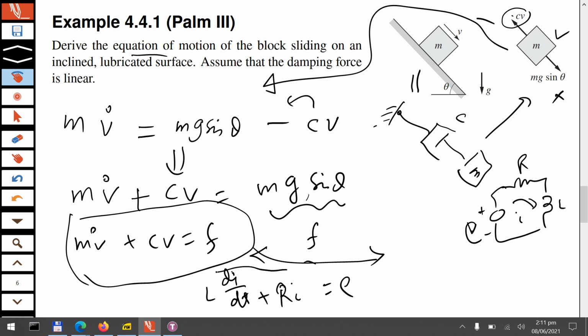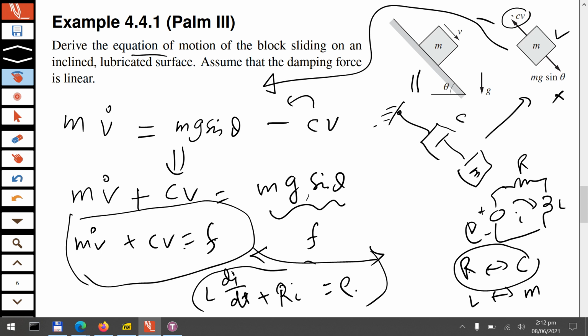If you compare these two equations, you have an interesting analogy: if you compare force with the voltage and velocity with current, you can see that the damping constant C is analogous to resistance and the mass M is analogous to inductance. That is very interesting. That is why a resistor in electrical circuits is always associated with damping. Okay, damping, because C is damping and resistor is damping.